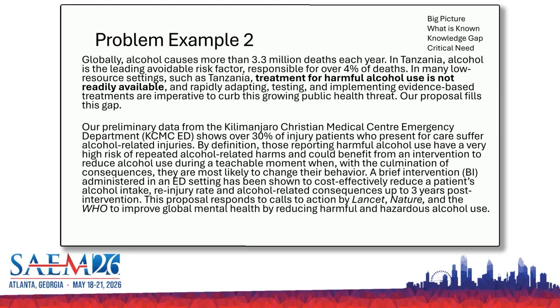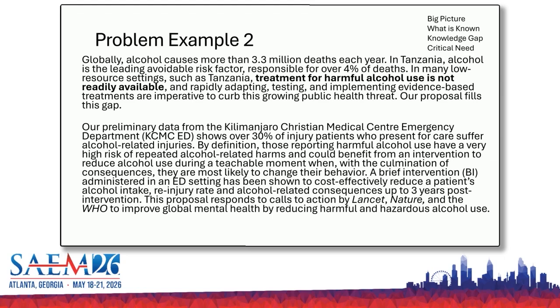And then the critical need, we already said, is the second half of that second to last sentence. Sorry about that wording in the first paragraph. But there's also more critical need here. I think this last sentence here, this proposal responds to calls to action by Lancet, Nature, and the WHO to improve global mental health by reducing harmful and hazardous alcohol use. You know, I think based on what we know already from Brandon's presentation, that maybe that sentence might go at the end of the specific aims page instead. But this sentence is arguing from authority, you know, that this is important, okay? But it's really implicit rather than explicit.